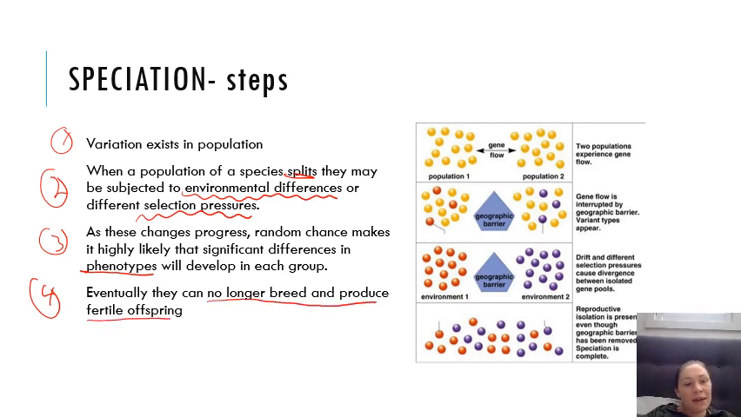So with these questions in an exam, you need to definitely mention variation. You need to definitely mention different selective pressures or different environmental pressures, which lead to different phenotypes being produced. And the final thing that you need to mention is that over time or eventually, this new population can no longer breed and produce fertile offspring with the previous population.